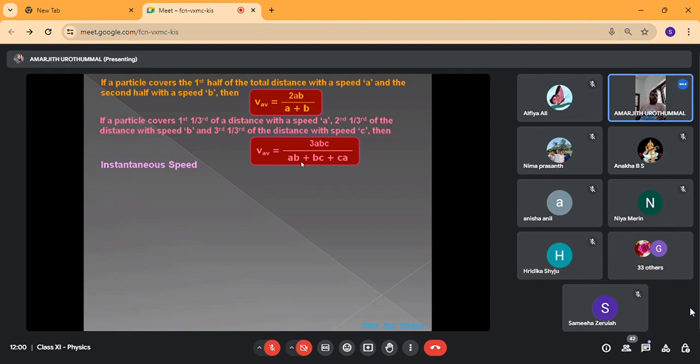Okay. Now we have something called the instantaneous speed. What is meant by the term instantaneous speed? Speed of object at any particular instant. Correct. Speed of object at any particular instant.